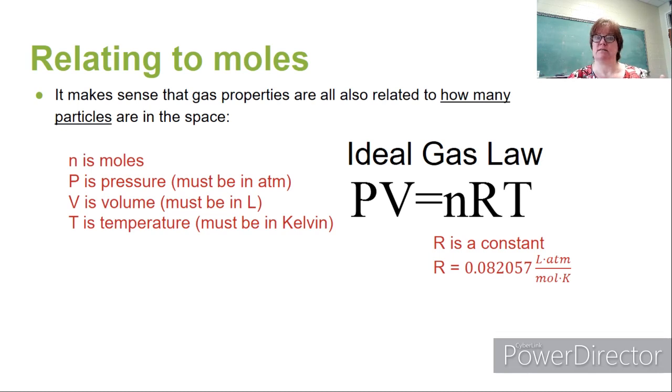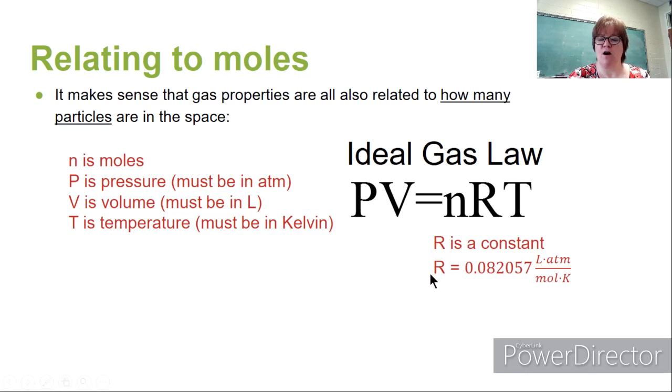The movement of them is going to matter. So this is where we come up with a new law, the ideal gas law, which says that the pressure times the volume is equal to the number of moles times R, which is a gas constant, times the temperature in Kelvin.